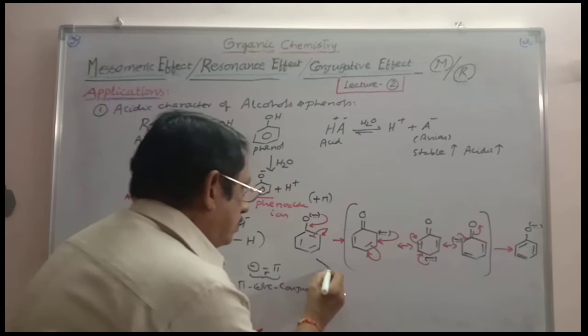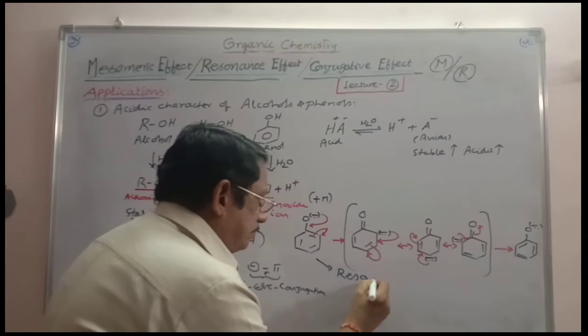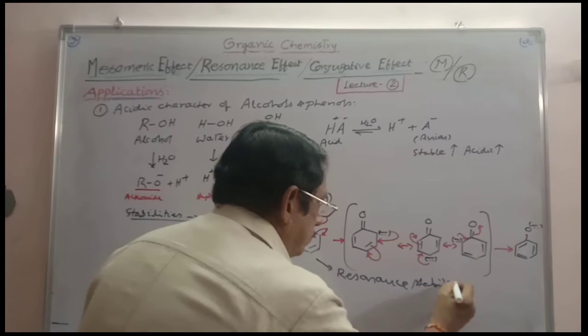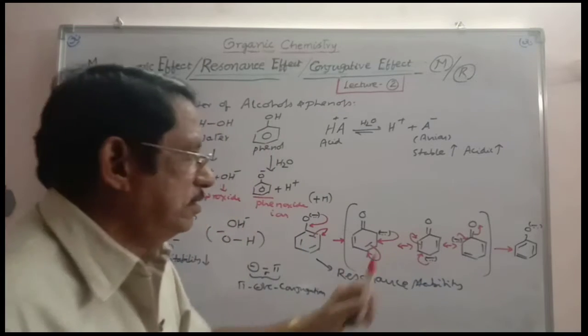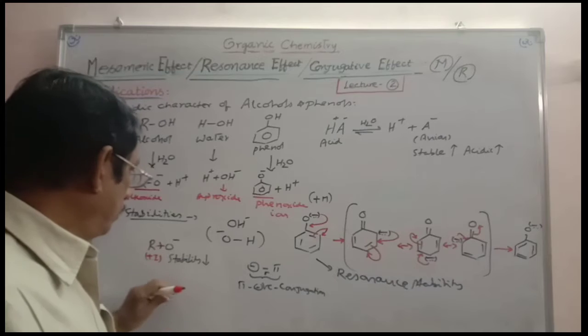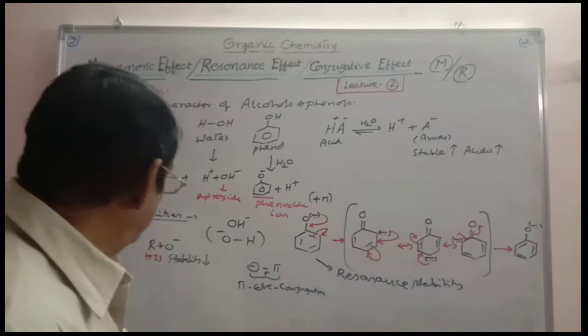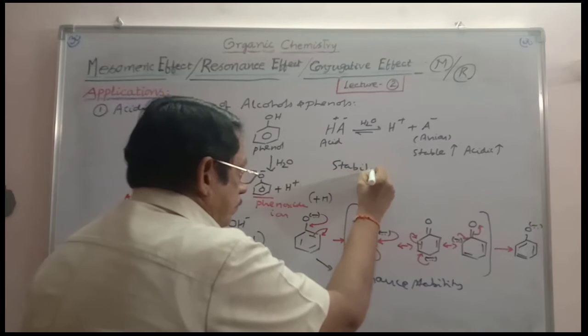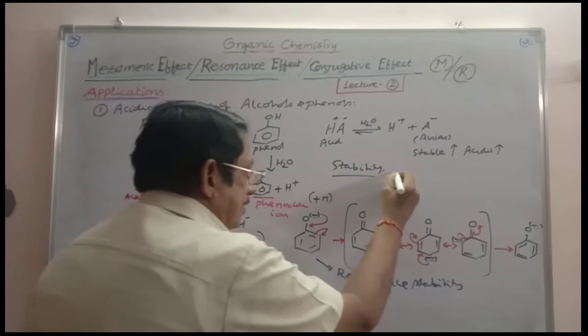So this is getting resonance stability. If you take all these 3 ions, what is the answer here? Stability, decreasing order.